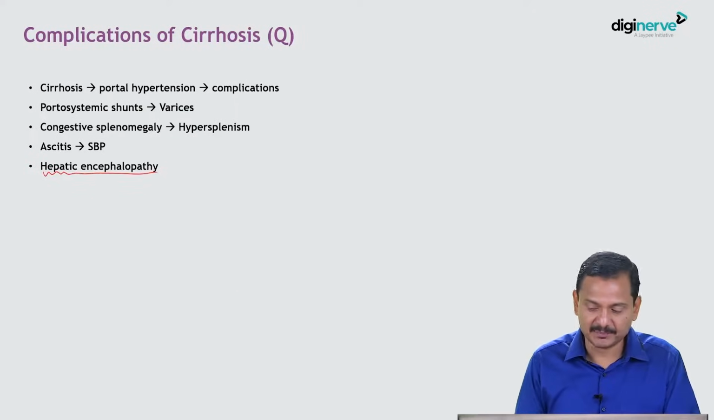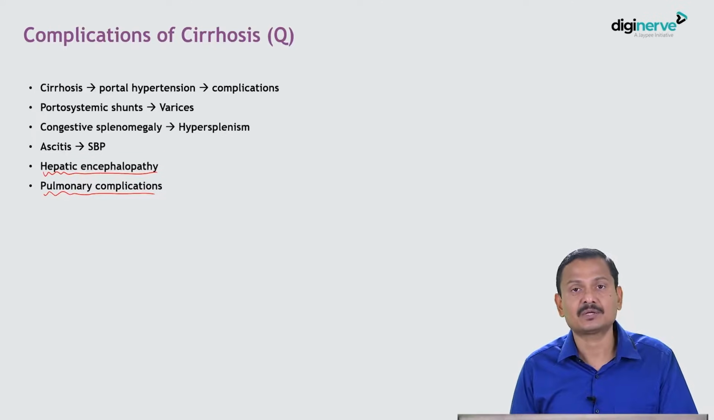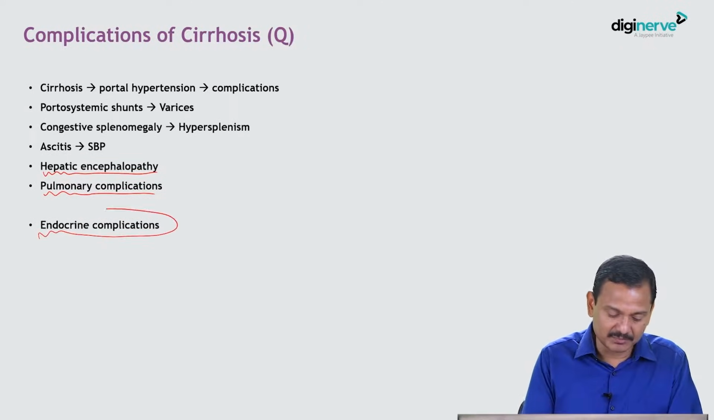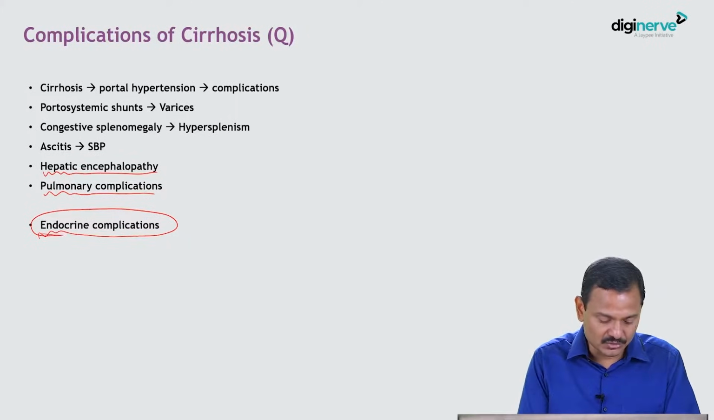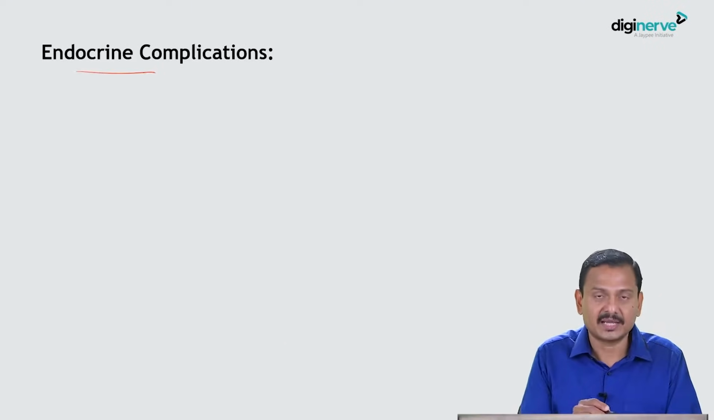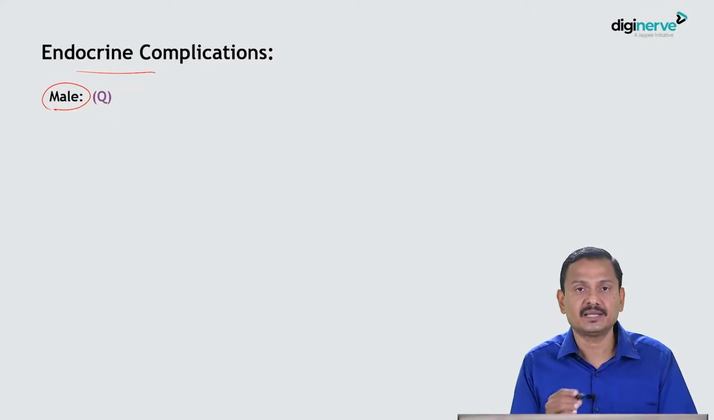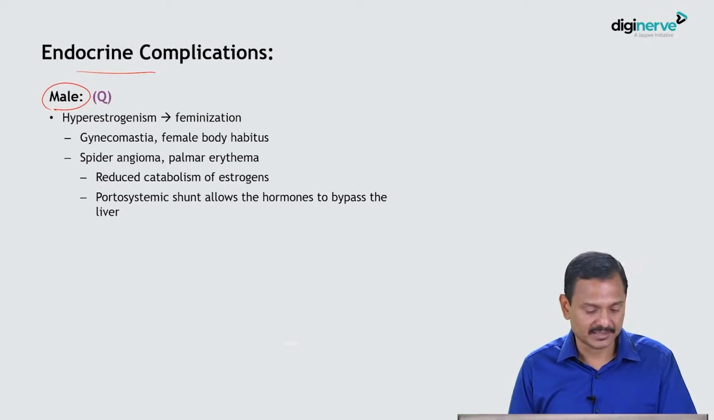Then there can be hepatic encephalopathy, as well as hepatopulmonary syndromes. In addition to that, there can be multiple endocrine complications of cirrhosis. So we will discuss these endocrine complications a little bit in detail. What are the endocrine complications? The manifestations will be different in male as well as female. So let's have a look first at the male.